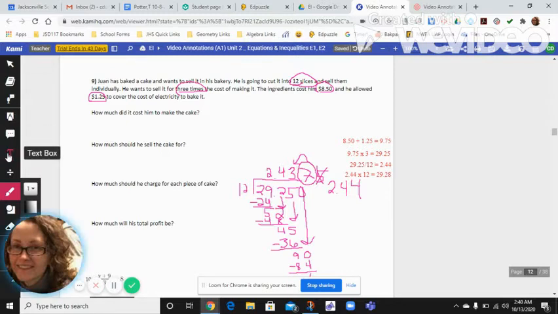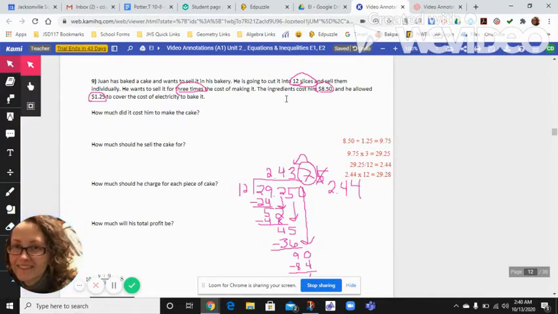So they're asking us some questions which are going to end with how much profit he is going to make off this cake. So let's go ahead and take a look at what questions we need to answer. How much did this cake cost to make? Well, I have the $8.50 and $1.25 for the ingredients and the electricity. If I add those two numbers together, I get $9.75. That is his cost to make the cake.